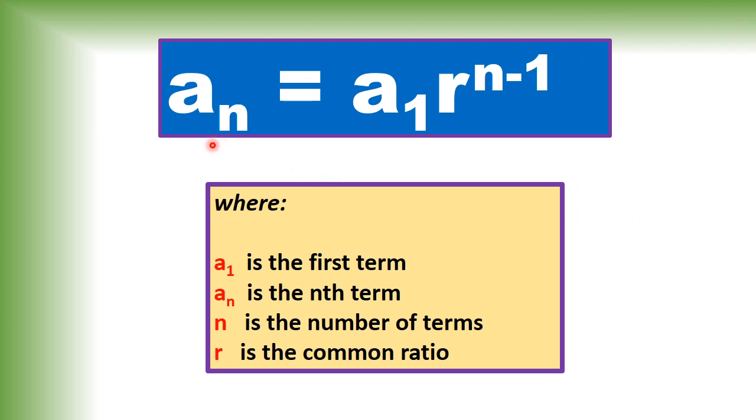We can also use a formula in finding the next number in a geometric sequence. And this is the formula. a sub n equals a sub 1 times r raised to the power of n minus 1, where a sub 1 is the first term, a sub n is the nth term, n is the number of terms, and r is the common ratio.